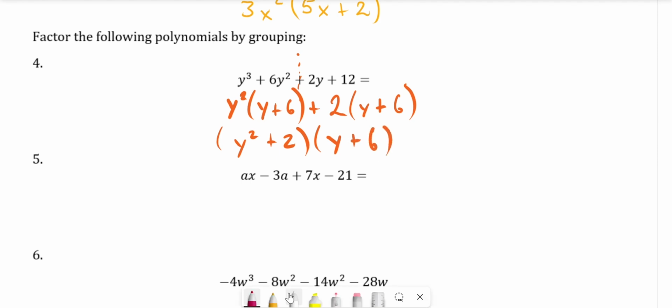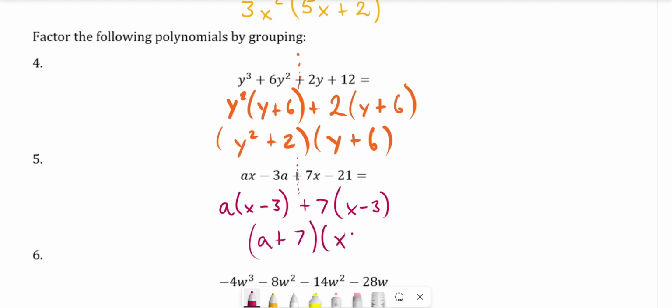And this is factored. Let's repeat. Dividing this one in half, we can pull out an a from each one of these terms, which would leave me x minus 3. We could pull a 7 out from each one of these terms, which would leave me x minus 3. Because we have a repeated x minus 3, we could divide that out as well, and that's going to leave us with a plus 7. So here we have the factored form.